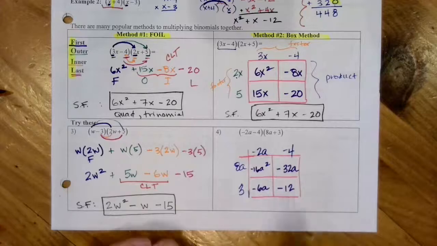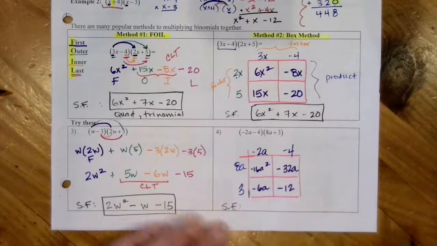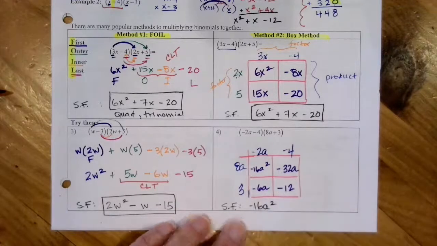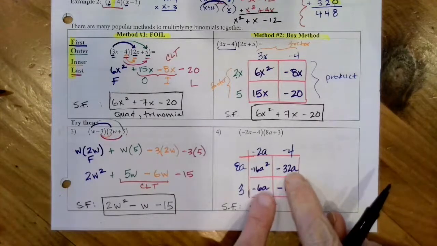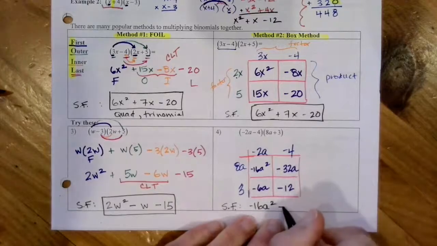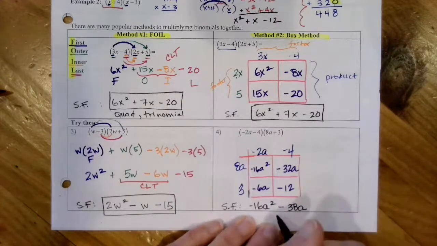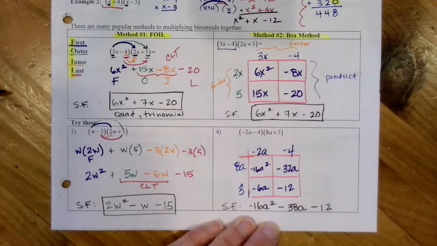When we go to list the product in standard form, I'm going to start with my highest power, negative 16a squared. And then I'm going to combine like terms. Do you see how this is a and this is a? They are the same variable to the same power. So I know that in total I have 38 a's that are negative, and negative 12.